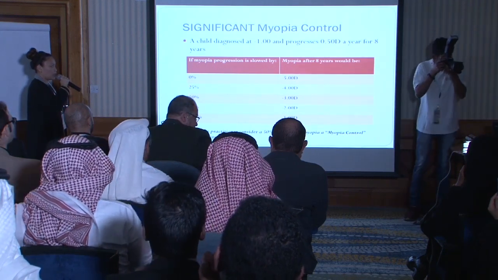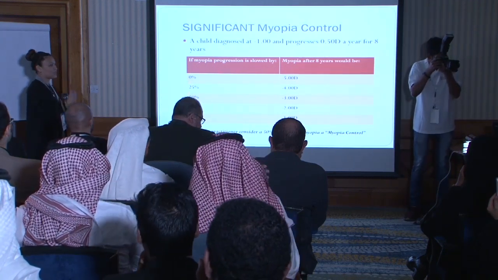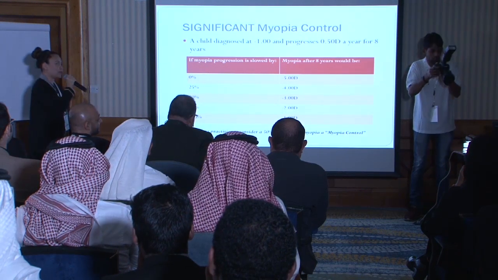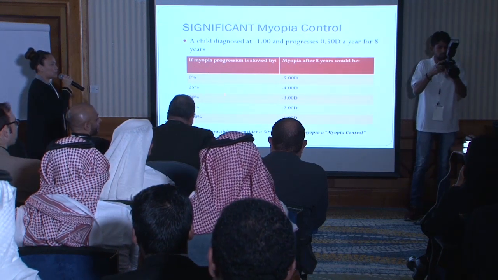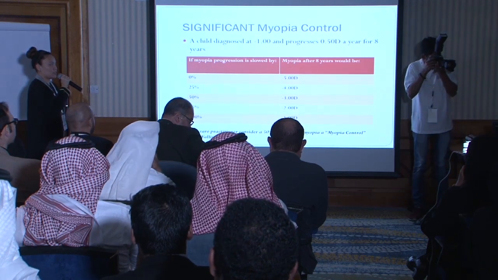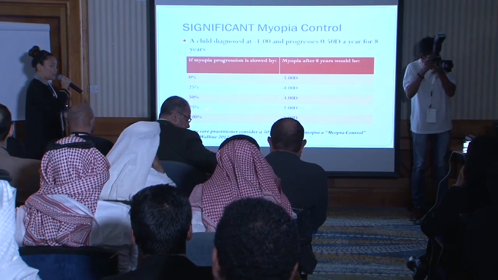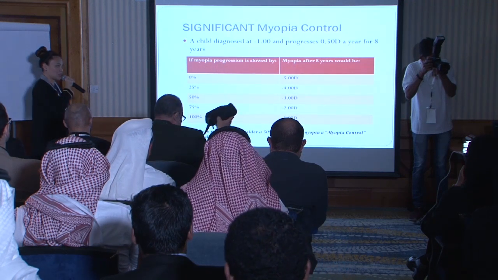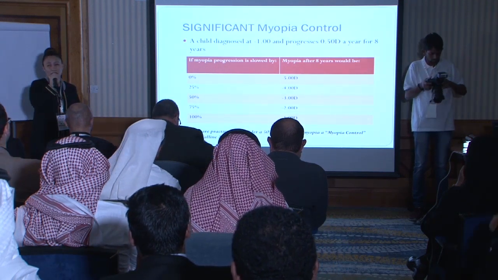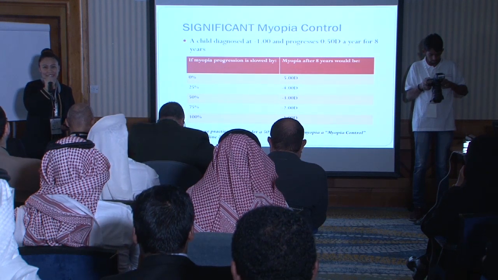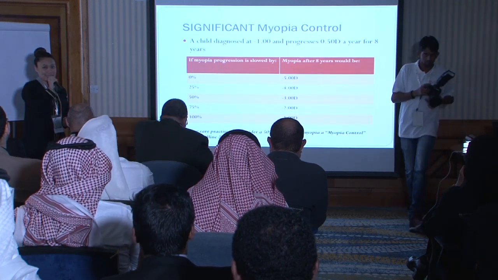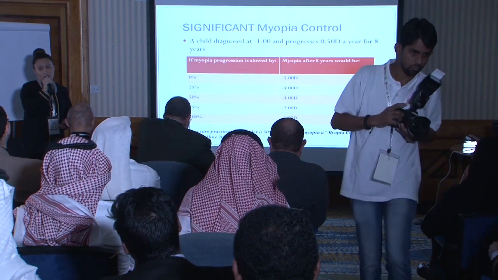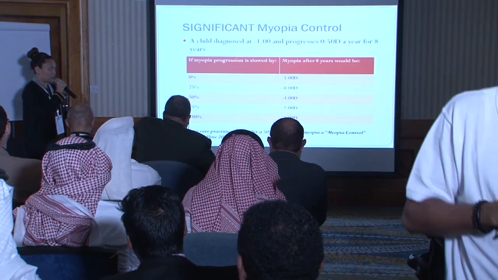At 25, if you control it by 25%, I hope you will hear me even without the microphone. If you control it by 25%, good enough, you have -4. If 50%, -3, and so on and so forth. Of course, if 100%, which is one of the holy grails that we have to still find, at 16, this child will still be -1. But unfortunately, we haven't found a 100% control for myopia.